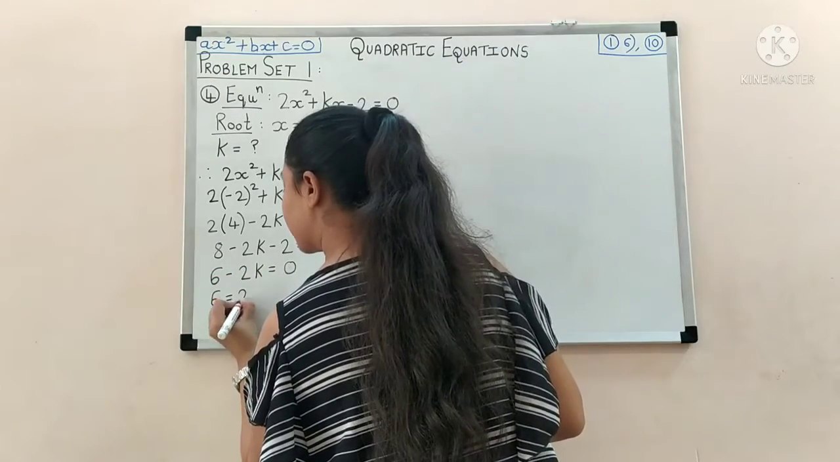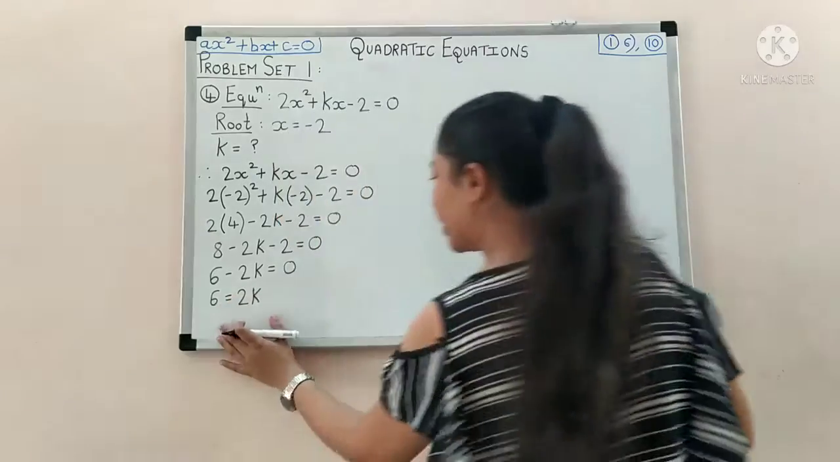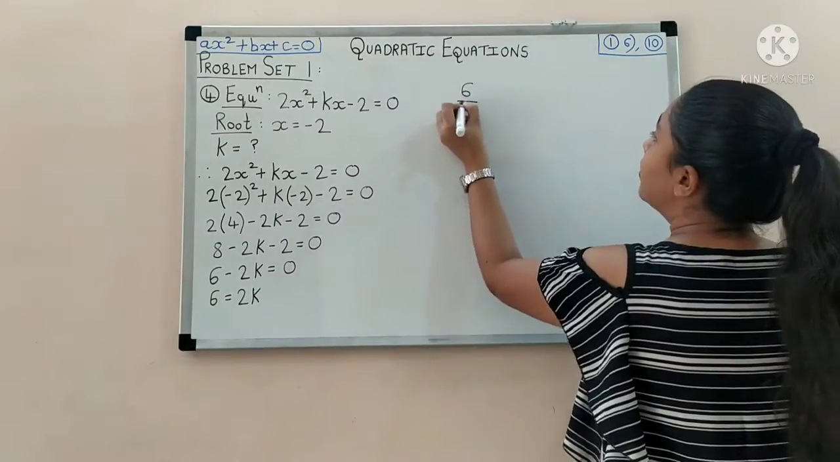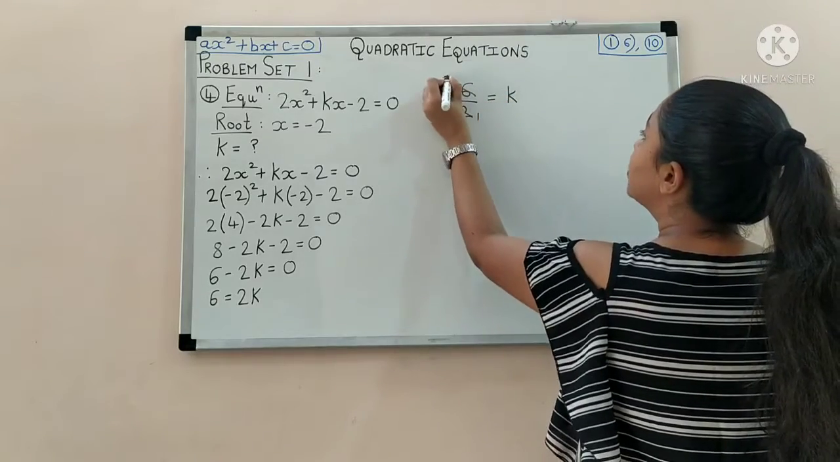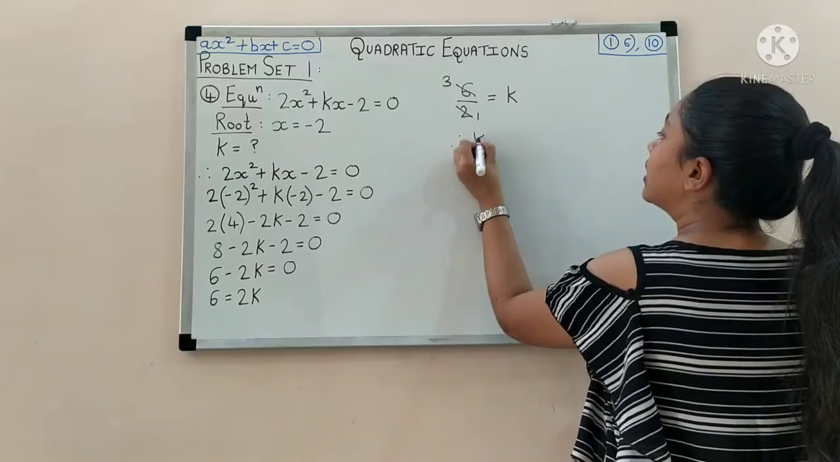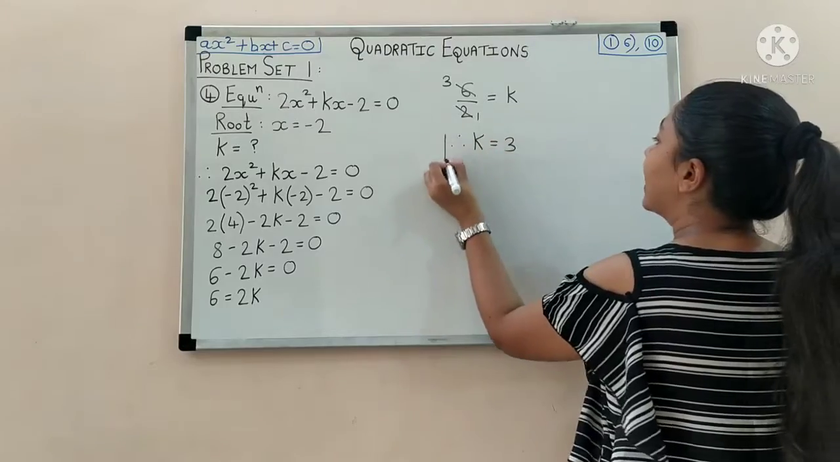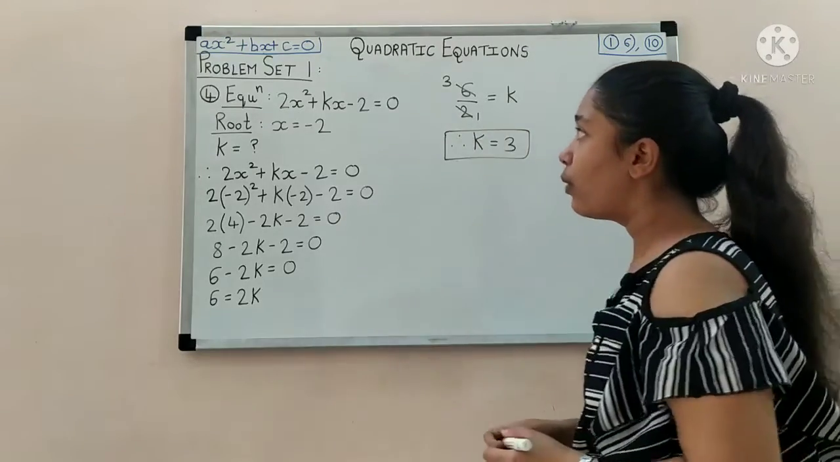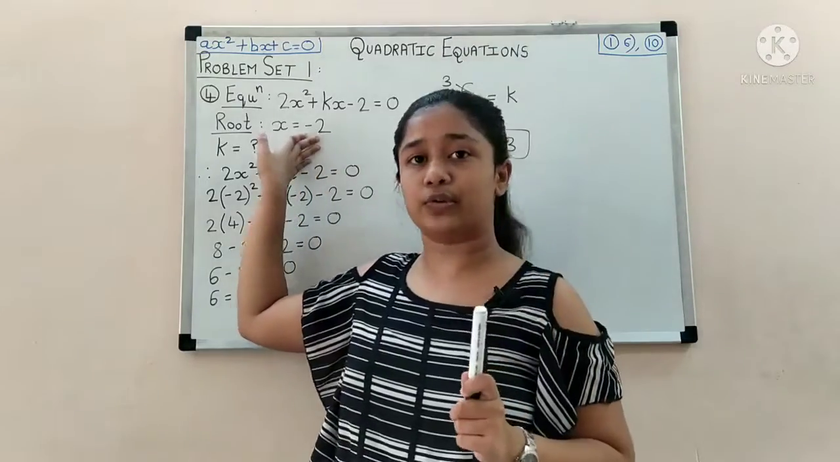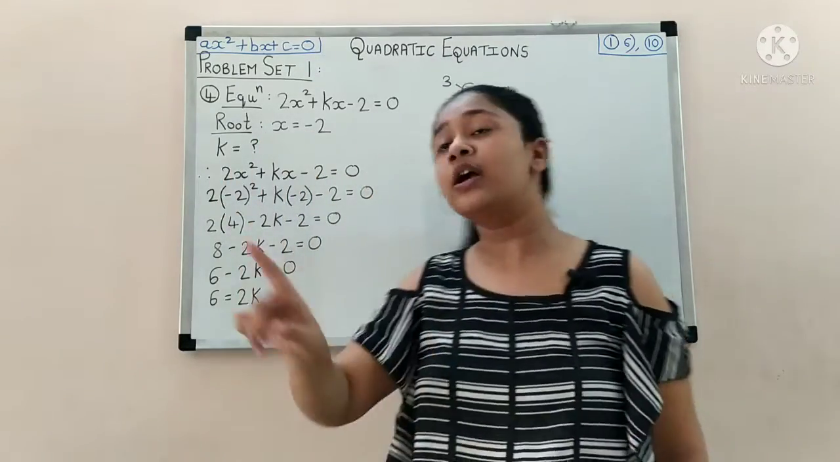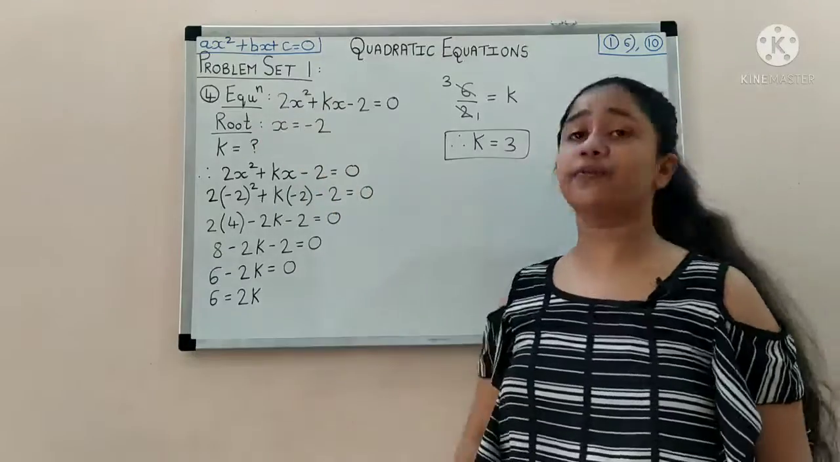So 6 is equal to 2k. Okay. Then 6 upon 2 will give me k. So 2 1s are 2, 2 3s are 6. Therefore k is equal to 3. And that's it. That is your answer for k. Only this much concept was here, that they have given you one of the roots, that means one of the answers for the variable. So on substituting that, you will get the answer for k.